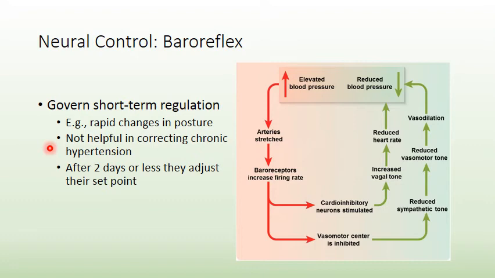This is just a flow chart that looks at what happens. With elevated blood pressure, we see our artery stretching. That's going to cause those baroreceptors to signal to the brain that we have an increase in blood pressure. So we have vasomotor centers which are going to be inhibited. They're going to reduce vasomotor tone, which means we're going to get dilation and blood pressure is going to drop. We also have cardioinhibitory neurons that are stimulated, which reduce heart rate. If you reduce heart rate, you reduce cardiac output, which is also going to reduce blood pressure.